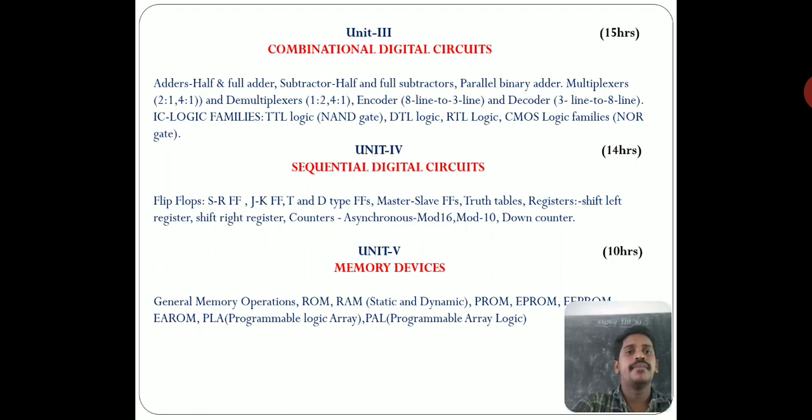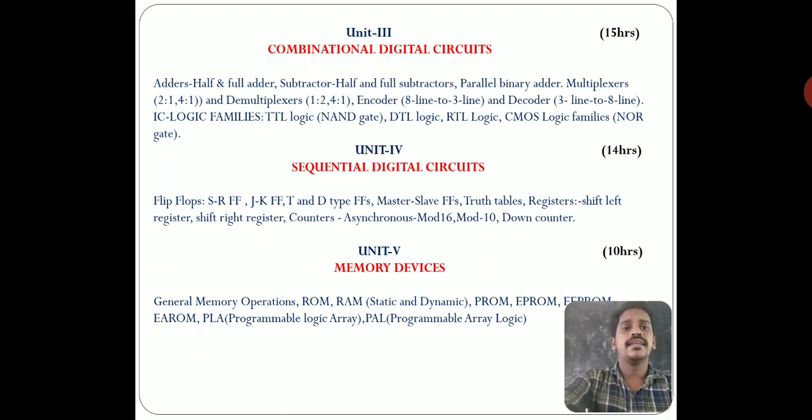Next, Unit 3, combinational digital circuits. What is meant by combinational digital circuits? It is a combination of logic gates whose output depends upon the input combinations. That means combinational circuits are built from logic gates. In this unit, we have learned about adders and subtractors, full adder and subtractors, parallel binary adder, multiplexer, demultiplexer, encoder, decoder, and IC logic families.